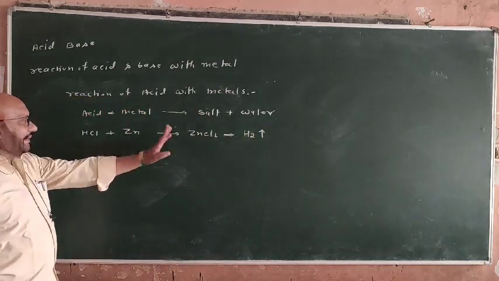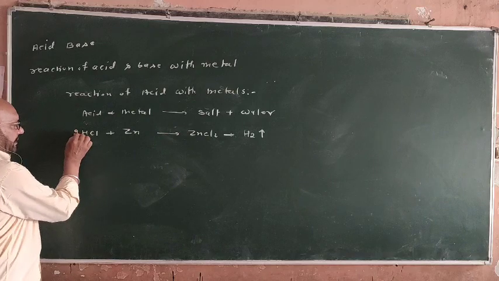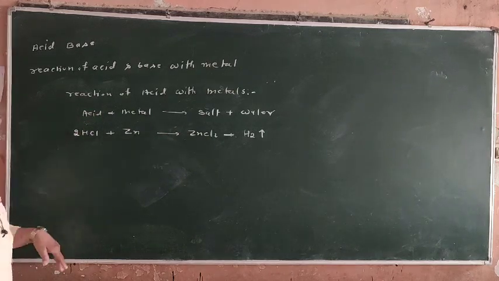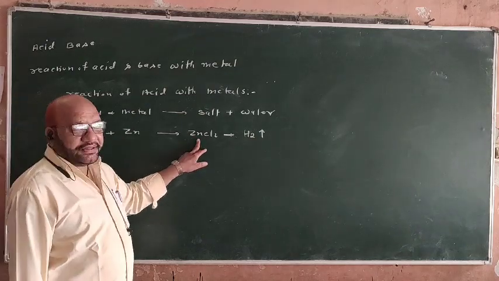This reaction is unbalanced, so here we write twice. In this way, this reaction is balanced. ZnCl2 is called zinc chloride.